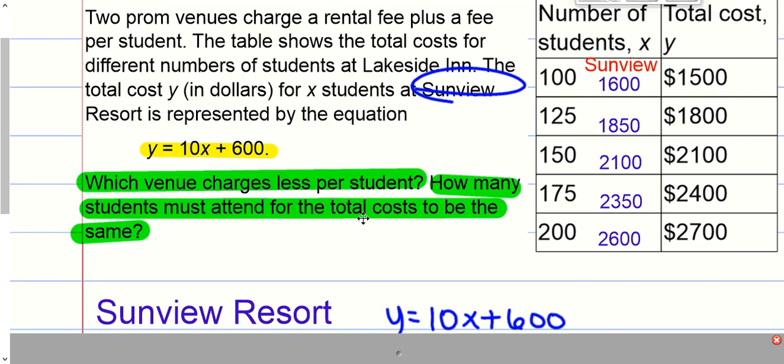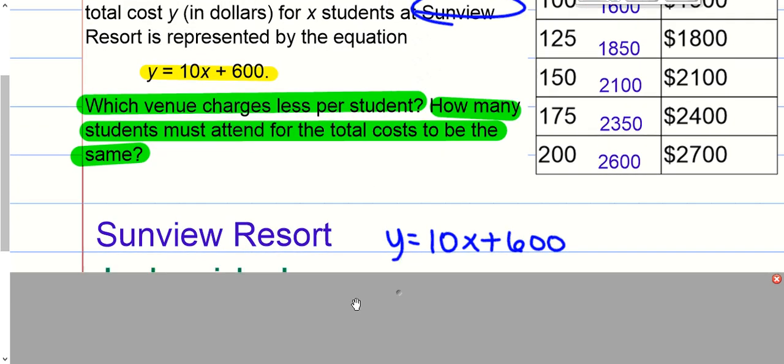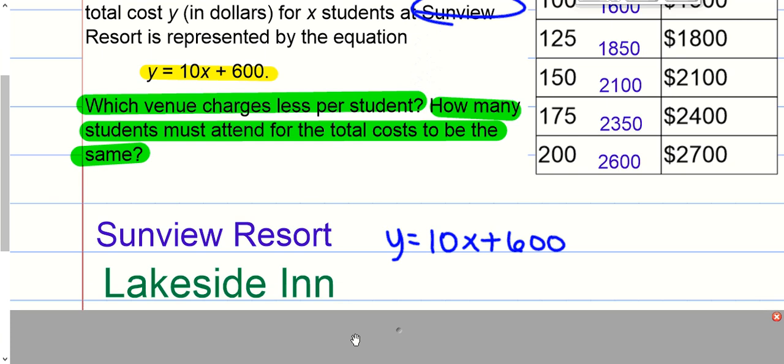So let's move that calculator out of our way. And for Lakeside Inn, we have an equation of y equals 12x plus 300. So we got that information from the table, but sometimes it's easier to analyze things with a table, sometimes it's easier to analyze things with an equation.